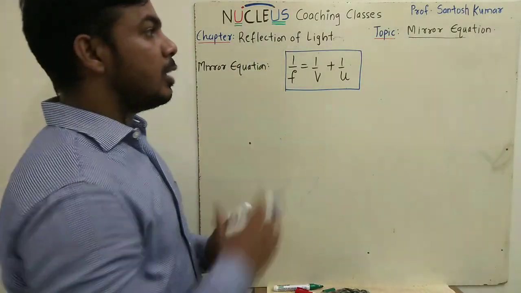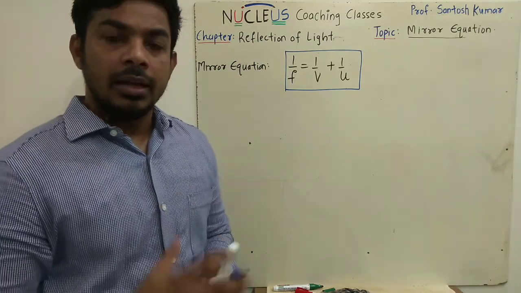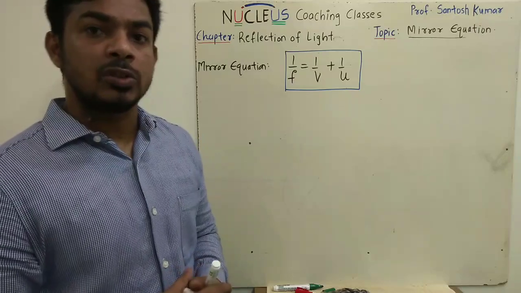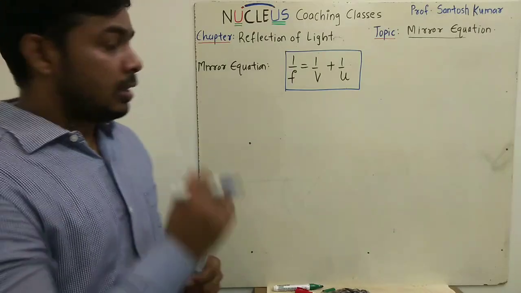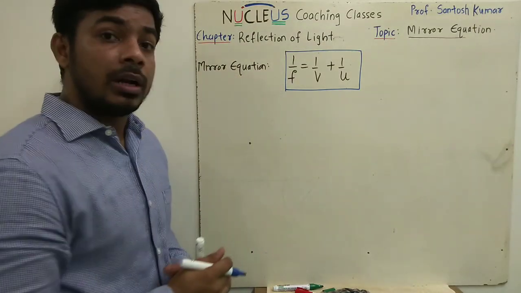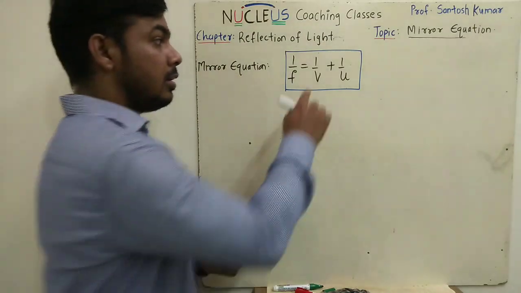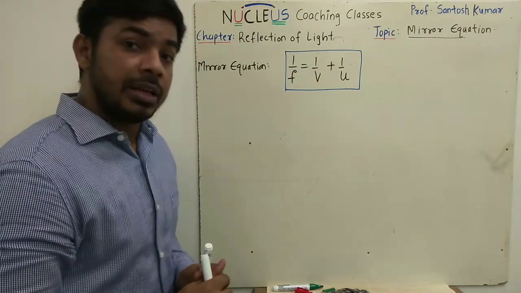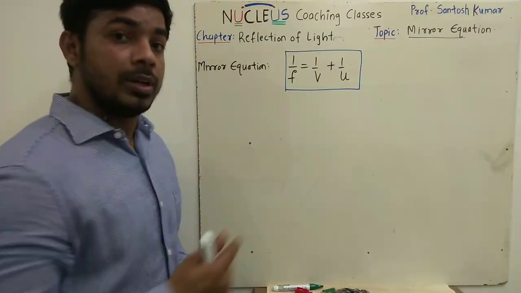Let's study the mirror equation for spherical mirror, and this equation is very helpful in solving numericals based on spherical mirror. So the equation which gives the relationship between the focal length f of a mirror to the object distance u and the image distance v is called as the mirror equation.